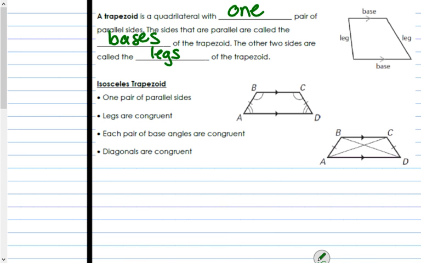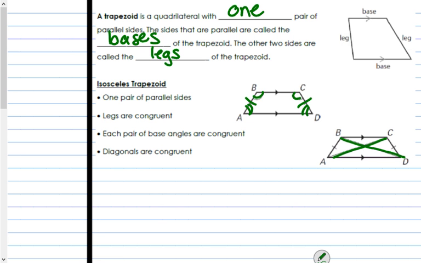And then there can be a special type of trapezoid called an isosceles trapezoid. An isosceles trapezoid also still has one pair of parallel sides, but its legs are congruent. You can see BA is congruent to CD. And each pair of base angles are congruent. So angle B is congruent to angle C, and angle A is congruent to angle D, and that's just in an isosceles trapezoid. Also, the diagonals in an isosceles trapezoid are congruent. BD would be equal to CA. These are all extra properties for isosceles trapezoids.